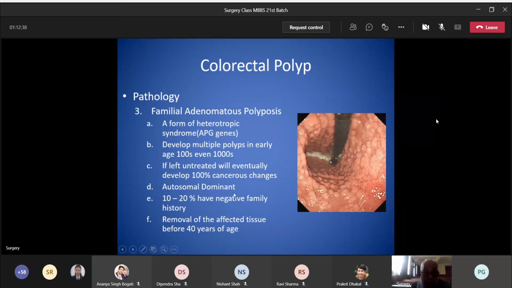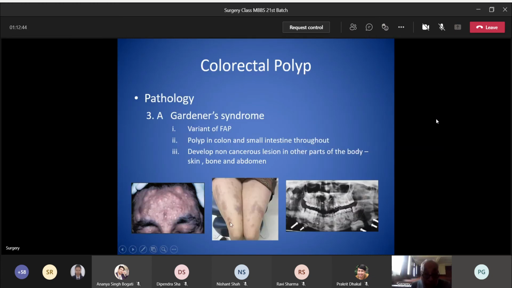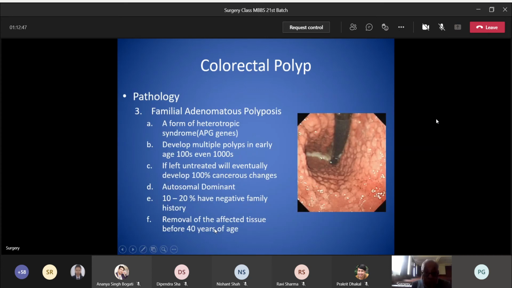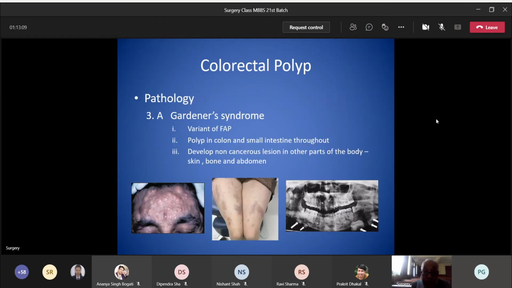It is autosomal dominant, because they are hereditary; only 10 to 30% have a negative family history. Remove all of the affected tissue before 40 years. So if somebody has this type of familial adenomatous polyposis, with the genetic predisposition, then you have to remove the whole of that intestine, colon or rectum where there is multiple polyposis, because they have almost a 100% chance of becoming malignant.